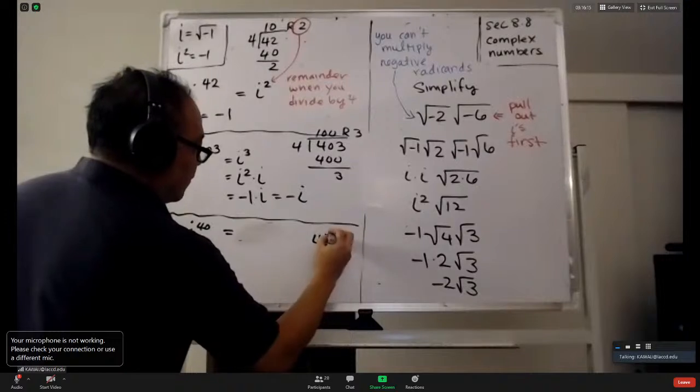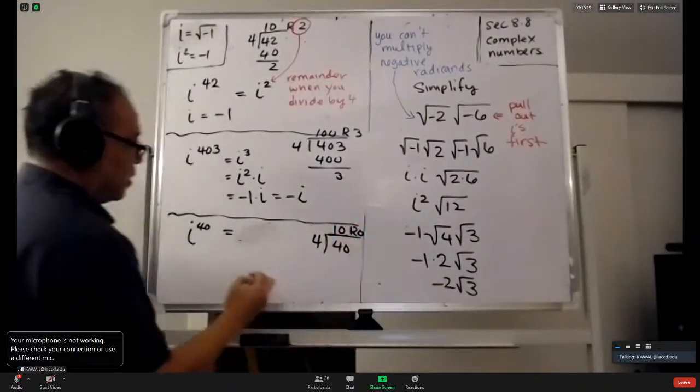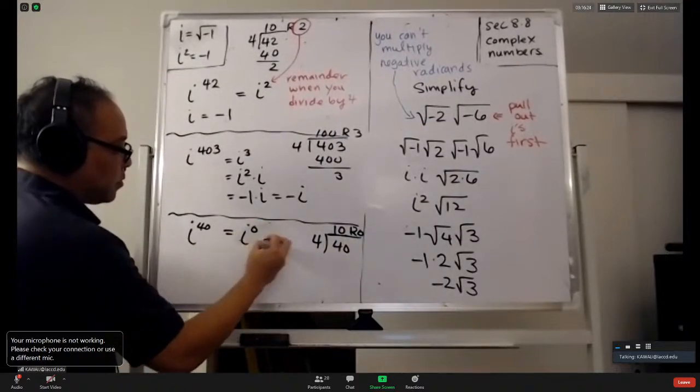4 goes into 40 10 times, remainder 0. So this is i to the 0. And anything to the 0 power is 1.